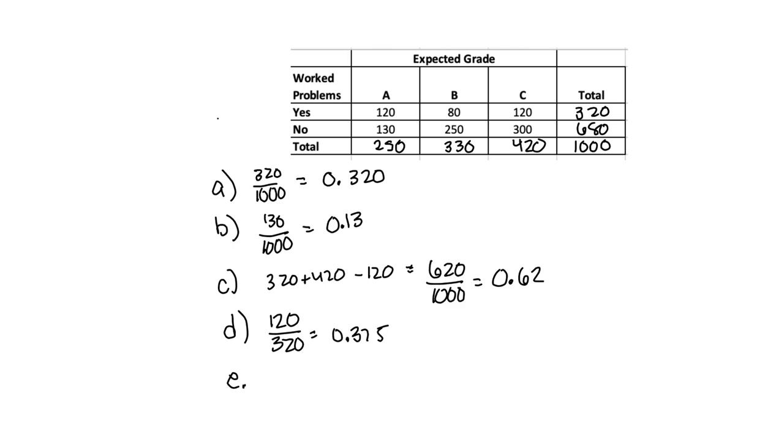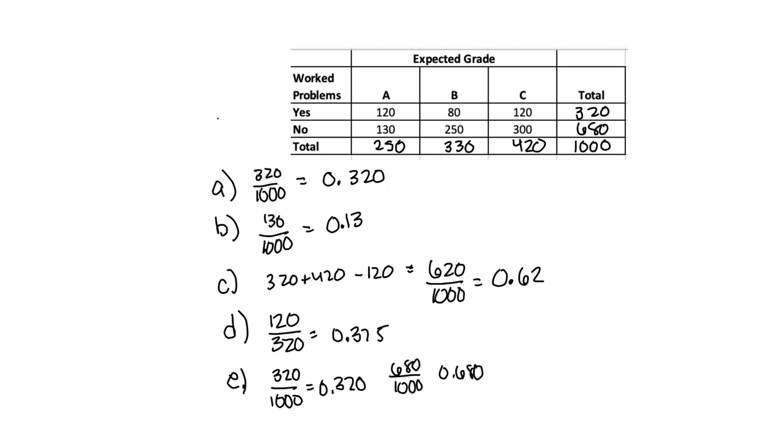And then E, are worked problems and expected grade statistically independent, explain. So worked problems, whether or not they're yes or no. So we can see that 320 out of the 1,000 worked the problems. So it's 0.320. And then 680 out of 1,000 didn't work the problems, and that's 0.680.